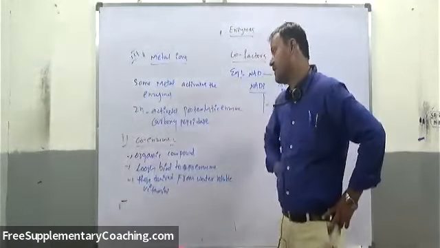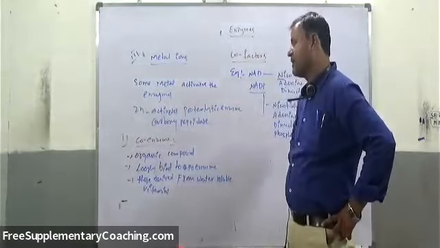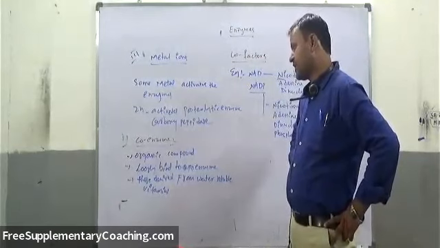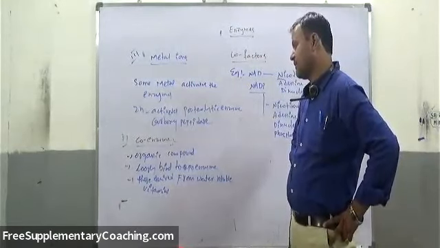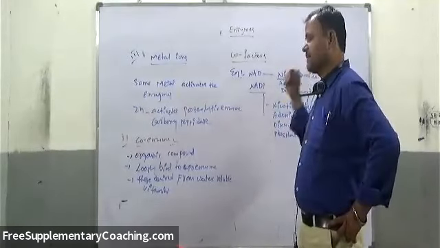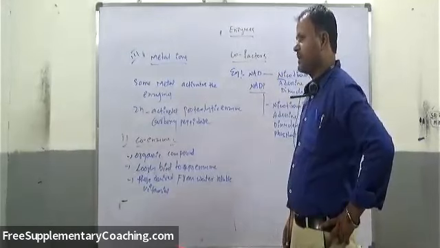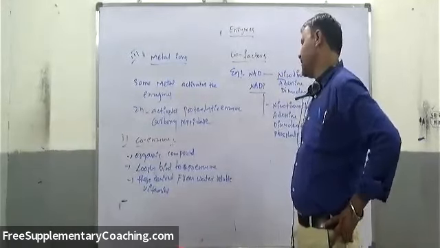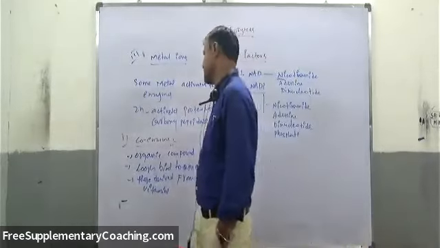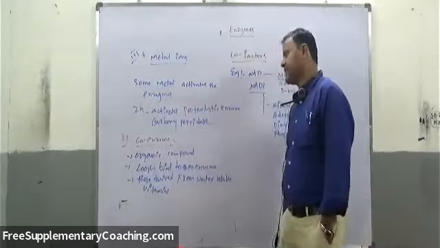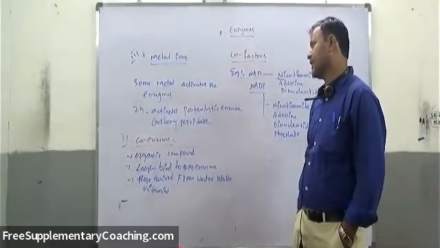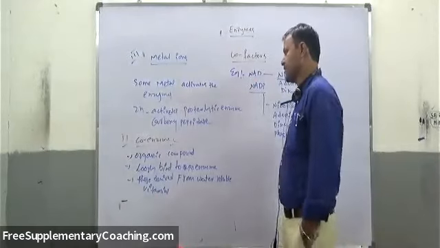Then the next one is coenzyme. These are also organic compounds, but they are loosely bound to the apoenzyme, and they are mostly derived from water soluble vitamins, such as NAD, nicotinamide adenine dinucleotide, and NADP, nicotinamide adenine dinucleotide phosphate. Then metal ions: some metals activate enzymes. Example, zinc is a metal that activates the proteolytic enzyme carboxypeptidase.